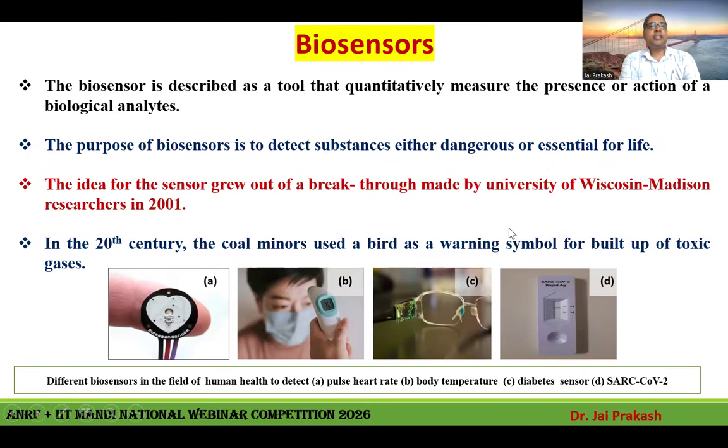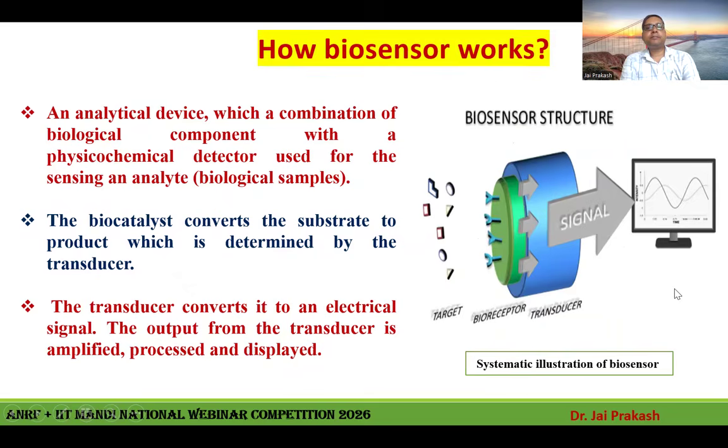So what are biosensors? Basically, a biosensor is described as a tool that quantitatively measures the presence or action of a biological analyte. The purpose of a biosensor is to detect substances that are either dangerous or essential for life. The idea for the sensor grew out of a breakthrough made by a University of Wisconsin medicine researcher in 2001. In the 20th century, coal miners used a bird as a warning symbol for buildup of toxic gases. You can see the different biosensors like pulse rate sensor, body temperature sensor, diabetes sensor, and the virus sensor.